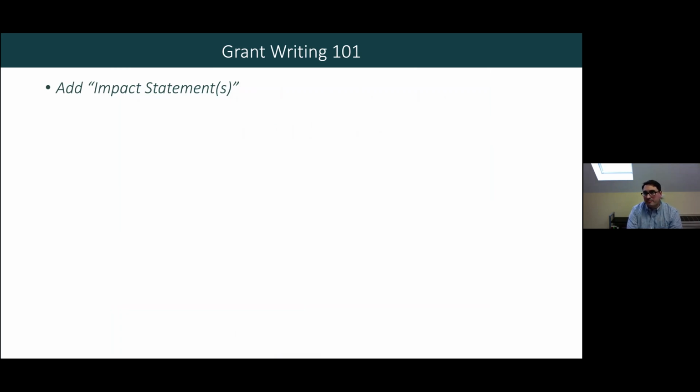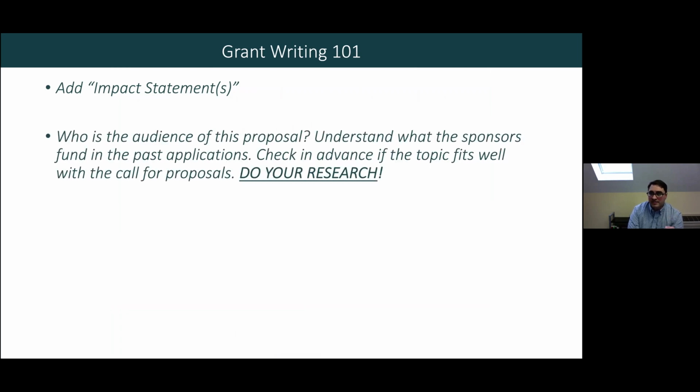One of the most important pieces of grant writing is the impact statement. The impact statement is about who the audience of the proposal is. If it's NRCS, you know that you have a very heavy component on conservation. If it's USDA, you know that you most likely have a very heavy component on extension, teaching, and research. So think about all the different points in the proposal. Understand what the sponsor's applications are.